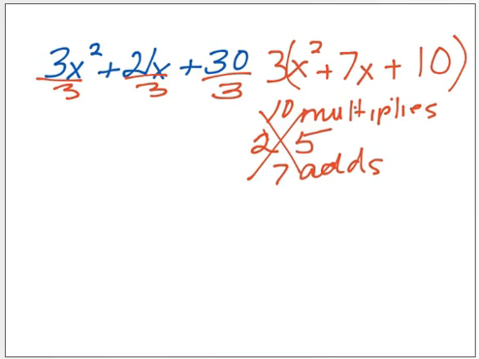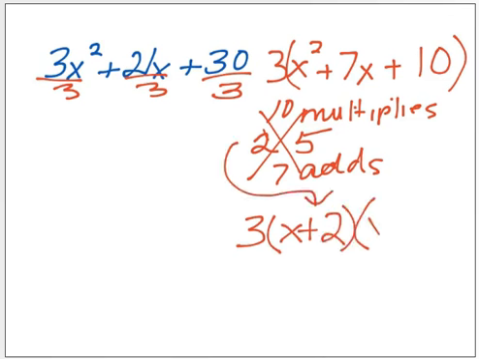So now we have 3, because that doesn't go away. We have x plus 2 from here, and we have x plus 5 from there. And that's our answer.